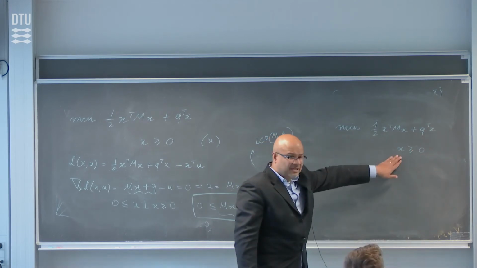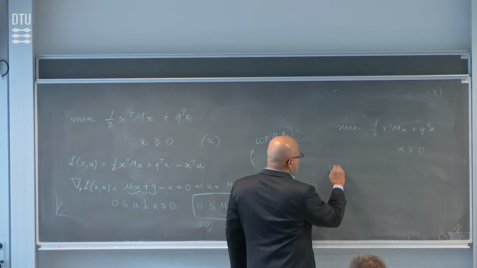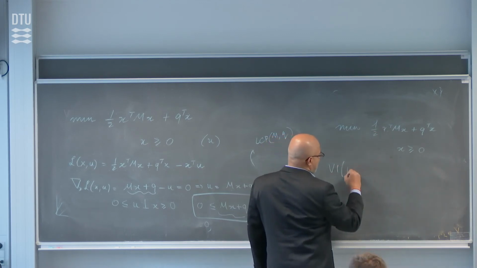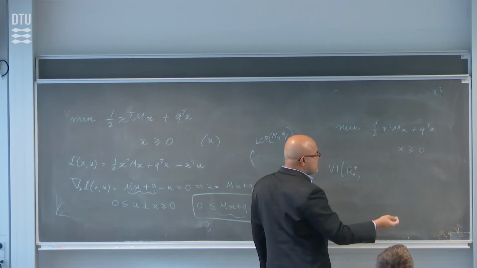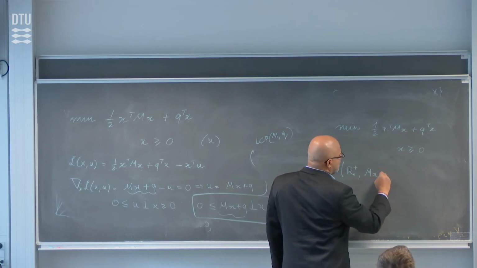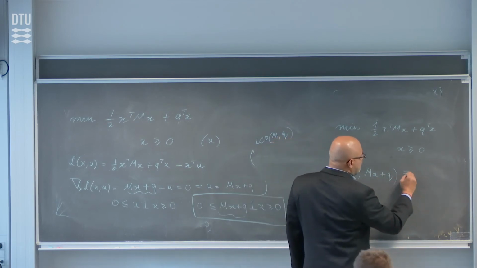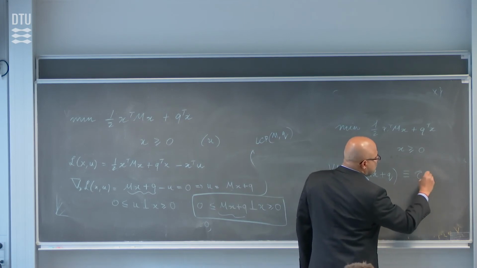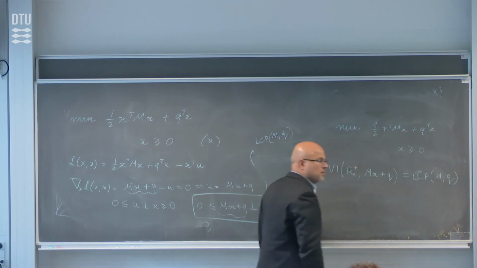So this is the set, this is the objective. The variational inequality is just the set, which is R^n_+, and the gradient of this objective. What is the gradient of this objective? Mx plus q. Remember, this problem is equivalent, as we showed, to this problem, LCP(M, q) in this case.